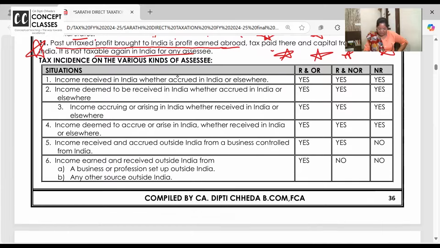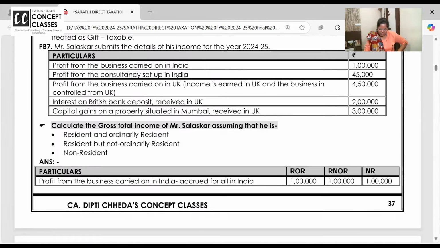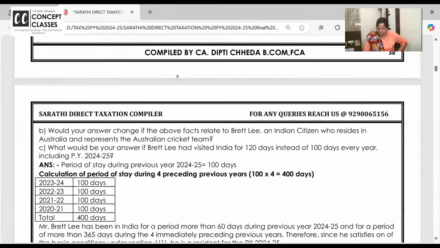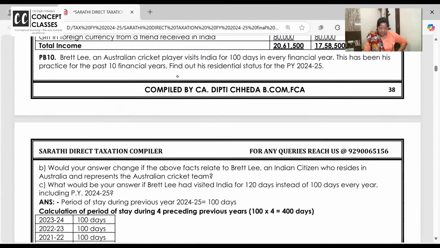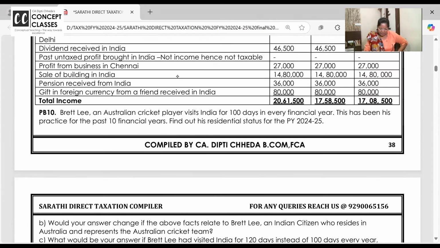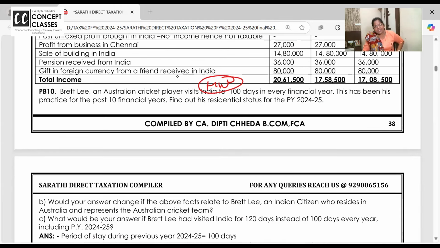ठीक है. So we have done till here. We'll continue with all this tomorrow. Some questions I feel. Just the computation of residential status I want all of you to do as homework. 10th question is homework for all of you. Already a past exam question. Brett Lee, if I'm pronouncing it correctly or not, sorry. Australian cricketer. हर साल इंडिया आता है, 100 दिन खेलता है, चले जाता है.